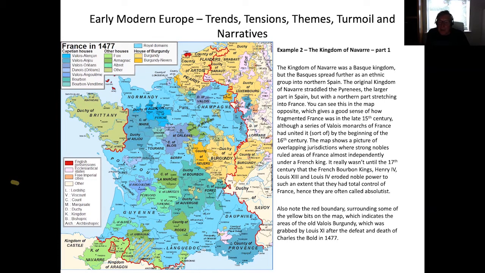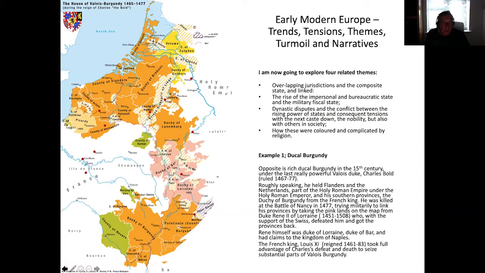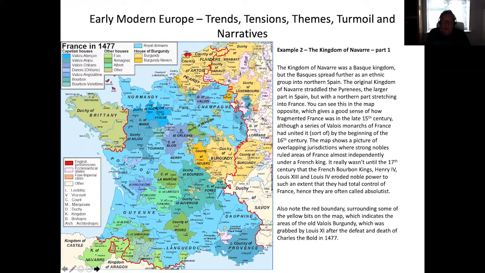The only other thing I want to point out is that if you remember the previous map of Burgundy, you can see from the map of France where Burgundy was in relationship to France. But look at the red border. The bits on the French side of that red line are the bits that Louis XI grabbed after the death of Charles the Bold.